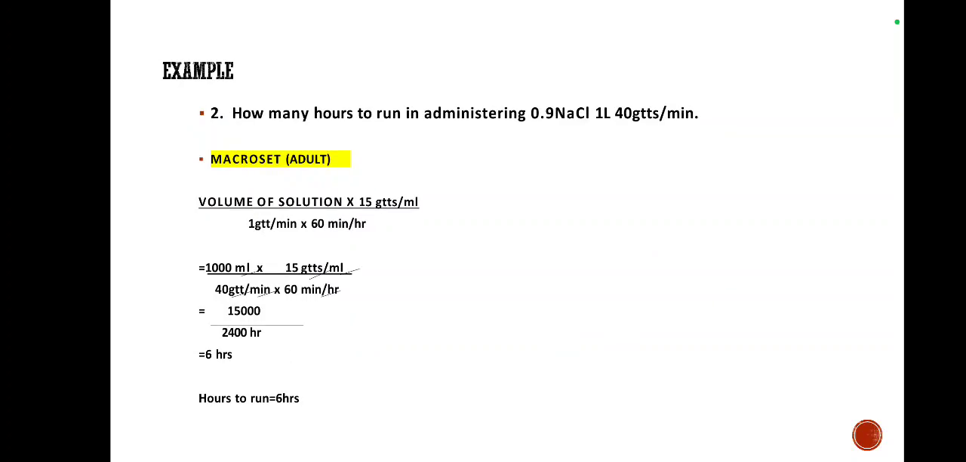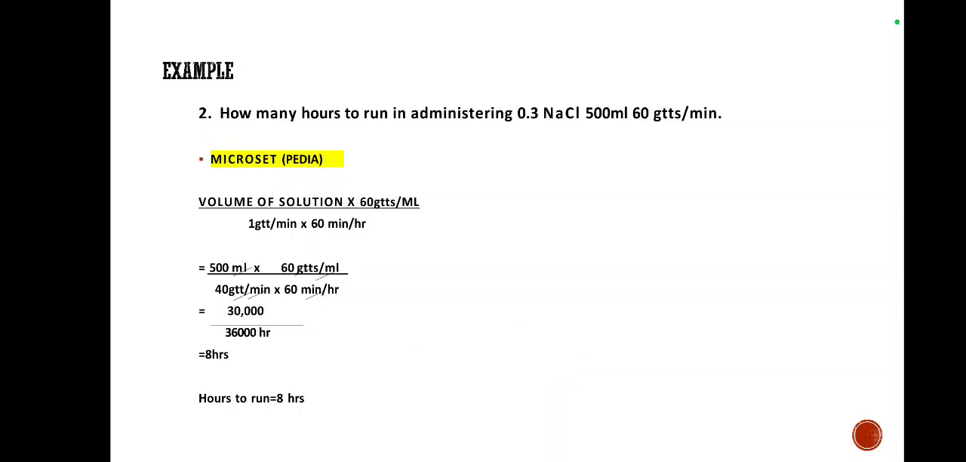Another example, we have 0.9 NaCl or sodium chloride, 1 liter at 40 drops per minute. Again, macro set. So we have 15,000 divided by 2,400, meaning 6 hours. I have different examples; you can check my presentation for the other examples.